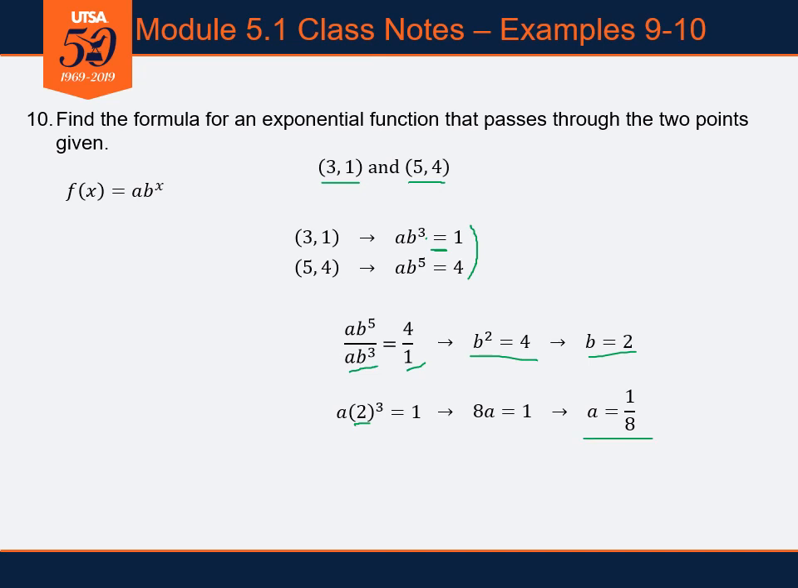So now I know a equals 1/8, b equals 2. And I can go back to my function and write f of x equals a, which is 1/8, times b, which is 2, to the x power. So I'm starting off with 1/8, and then I'm multiplying by 2 every time. So I'm actually growing pretty quickly, doubling every time x increases by 1. I'm multiplying by 2 every time x increases by 1. I'm doubling every unit time.